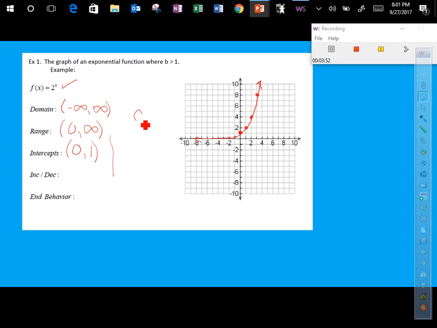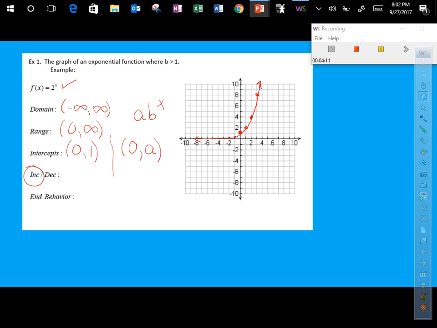Now, if you only focus on ab to the x for a second, if you plug in a 0 for the x value, b to the 0 would be 1. 1 times a would be a. So you'll always have an intercept at 0, a, whatever the main number is out front. This thing we're going to say is strictly increasing.